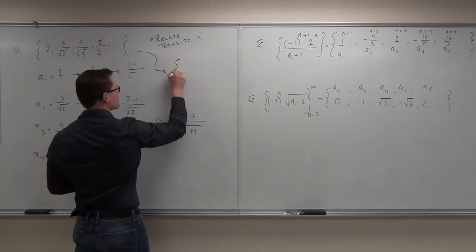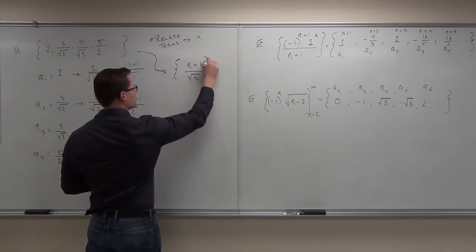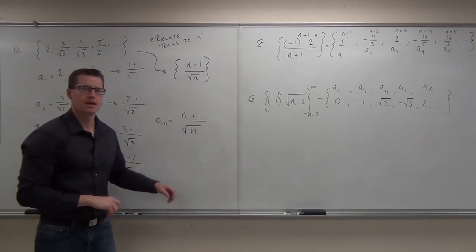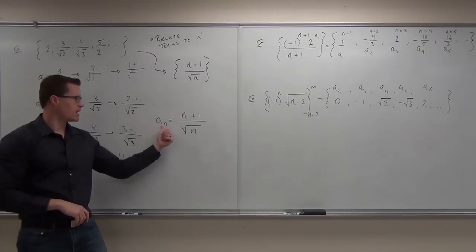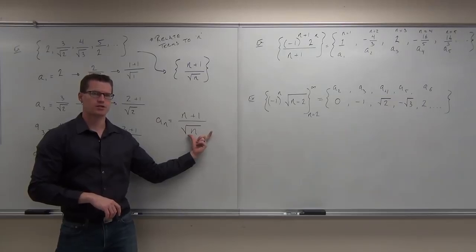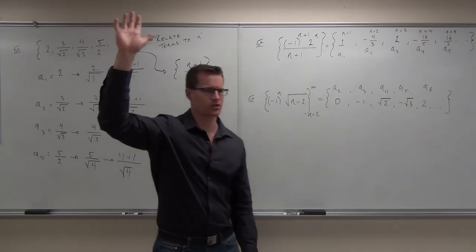This is the sequence, (n plus 1) over the square root of n. The way that we do that, we say, hey, if we continue this pattern forever, every term is going to be given by this. This is the formula for every single term. That is the formula for our sequence. Show of hands if you understand that.